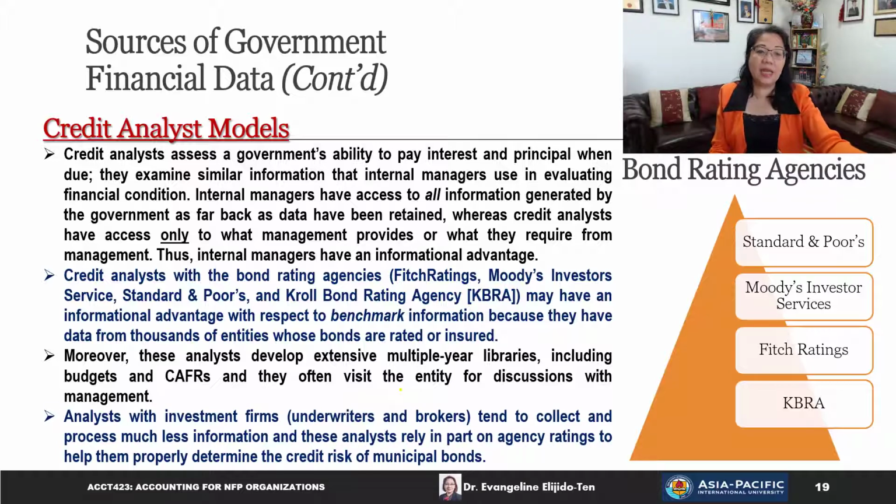So in this sense, the analysts of investment firms such as the underwriters and brokers tend to collect and process much less information. These analysts rely in part on the agencies' ratings to help them properly determine the credit risk of municipal bonds. So these agencies' ratings would be from agencies like Standard & Poor's, Moody's, Fitch Ratings, and KBRA.